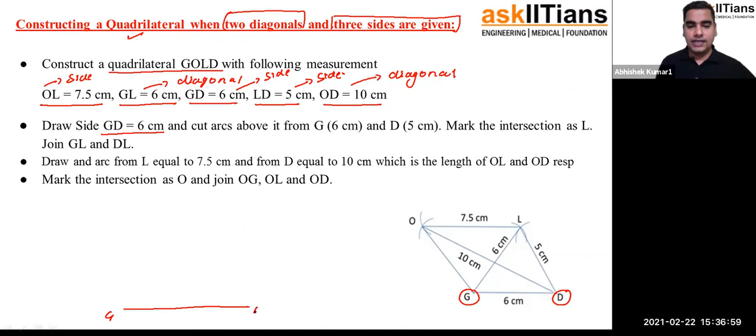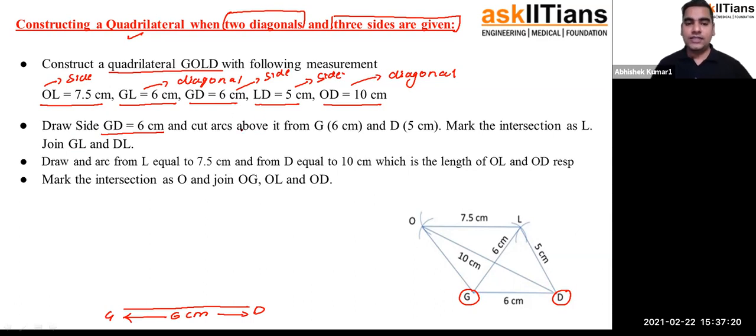And GD, the length of GD as per the information we are provided in the problem must be equal to 6 centimeter, and that's exactly what we did. Then, because we are interested in forming the triangle GLD, you need to consider the lengths of GL and LD respectively.